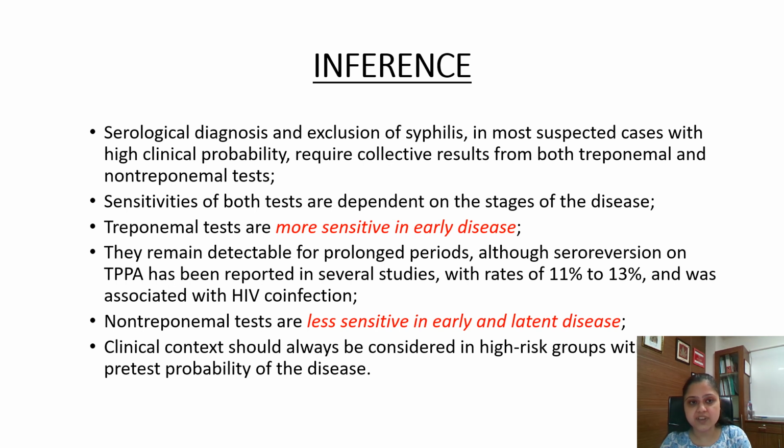So coming to the inference, we can conclude that serological diagnosis and exclusion of syphilis in most of the suspected cases with high clinical probability will require the collective results, both from treponemal and non-treponemal tests. Sensitivities of both the tests are dependent on the stage of the disease, such that treponemal tests are more sensitive in early disease and non-treponemal tests are less sensitive in early and latent disease. So non-treponemal tests should be used for monitoring the disease response or follow-up following the treatment of the patient.